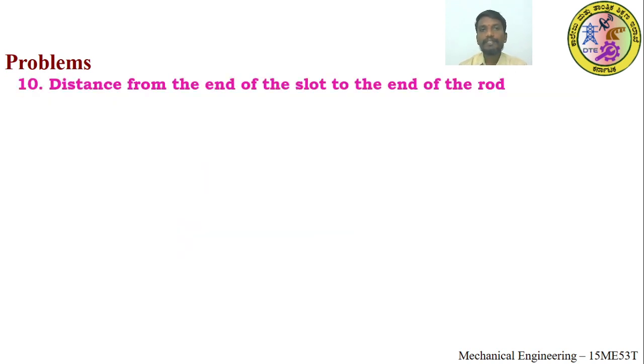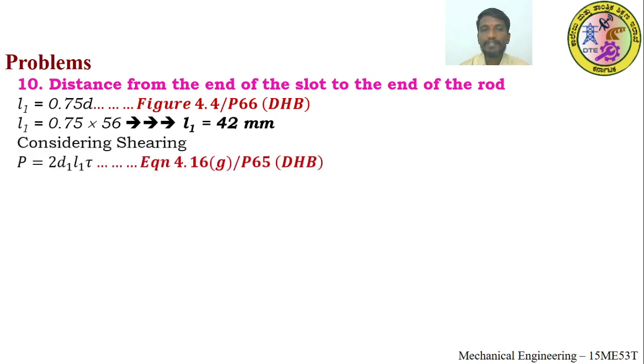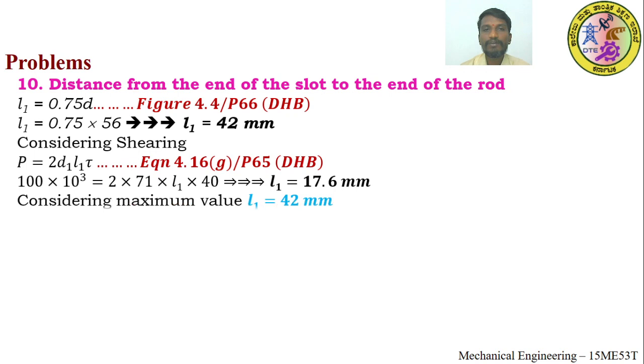Then come to the 10th point, distance from the end of the slot to the end of the rod. So here we will get L1 is equal to 0.75 times of D, as per the figure 4.4 in page number 66. Calculated value is 42 millimeter, but this comes under shearing. Then considering P is equal to 2 D1 L1 tau, that is equation number 4.16g and page number 65, you will get the value of L1 is equal to 17.6 millimeter. By considering the maximum value, L1 is equal to 42 mm can be adopted.